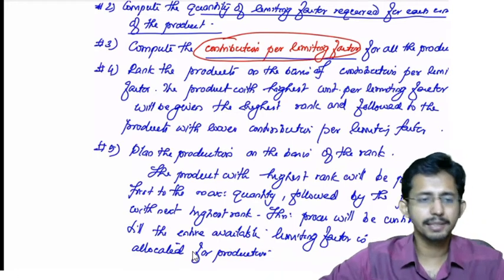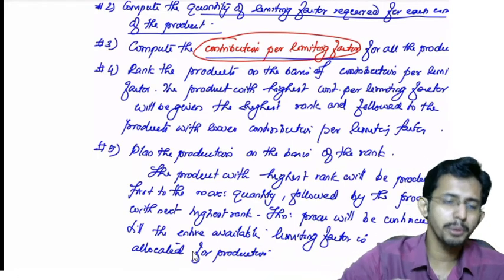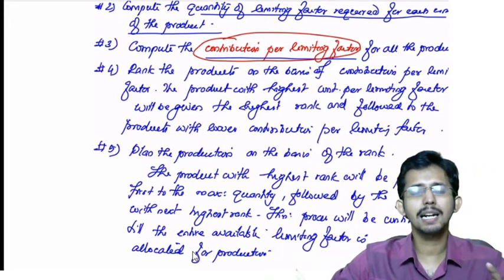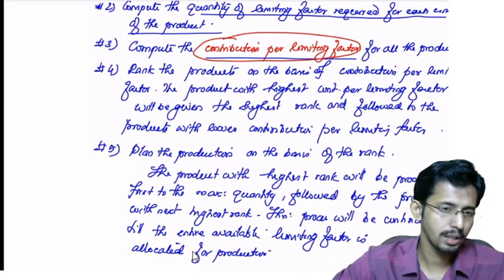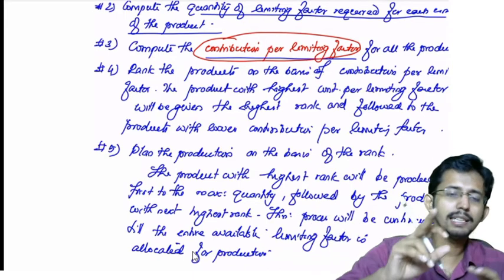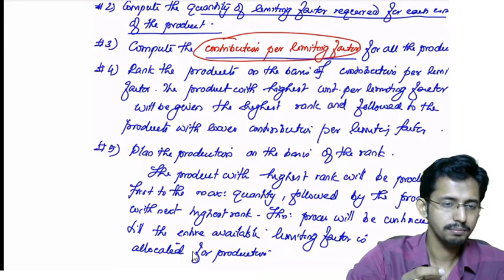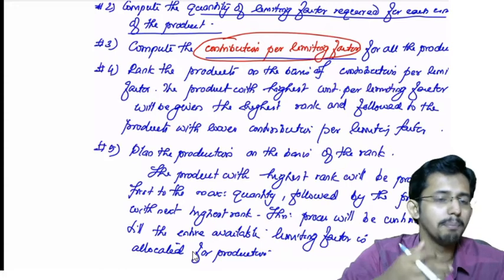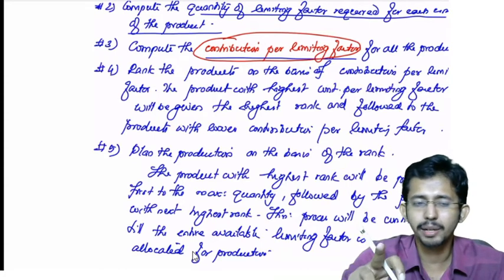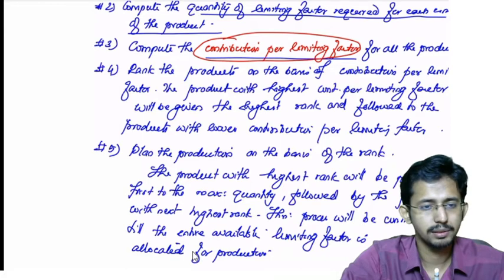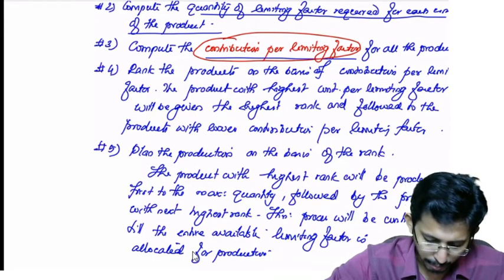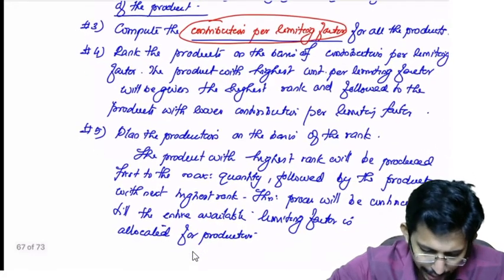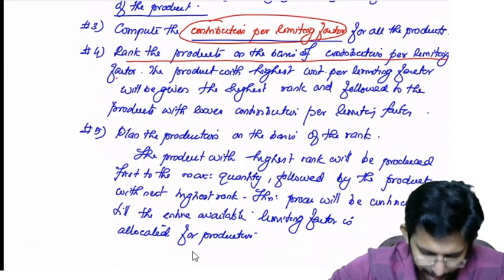Any product which gives a higher contribution per unit of limiting factor is to be considered as the most profitable product. So if out of 4 products, one is the most profitable product, then obviously when you compute a production mix, the best preference has to be given to that particular product which has the highest rank. Am I right? So compute the contribution per limiting factor for all the products. Then what are you doing? Rank the products on the basis of the contribution per limiting factor.